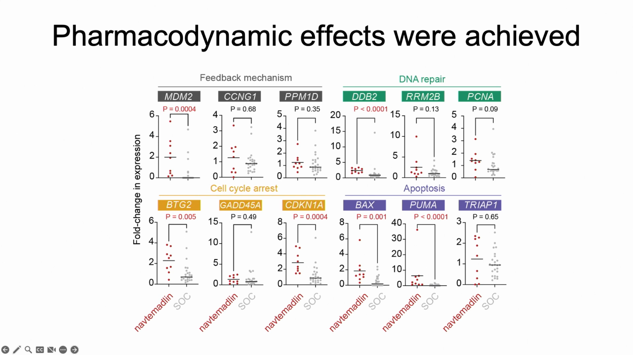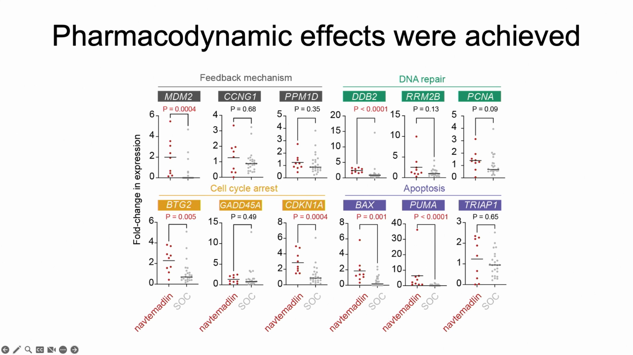We saw increases in DDB2, DNA damage repair genes that also indicated an activation of p53, cell cycle arrest genes, and to some extent, apoptosis genes, BAX and PUMA, all significantly increased on navtemadlin. And this is relative to actually standard of care tumors, so treated tumors.